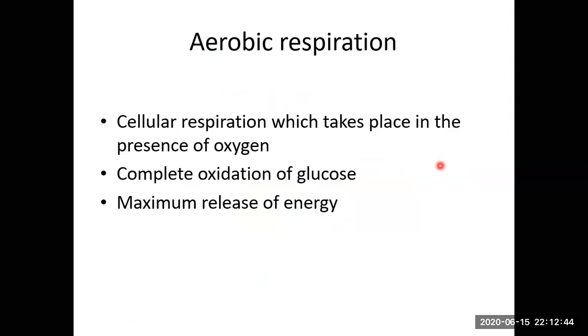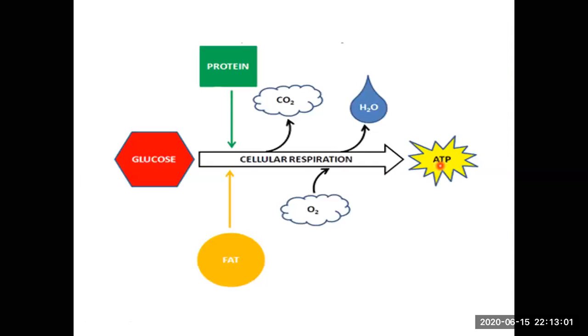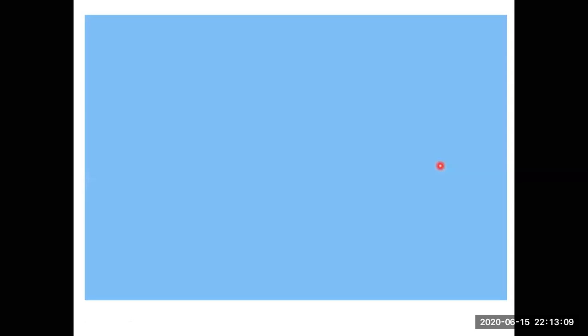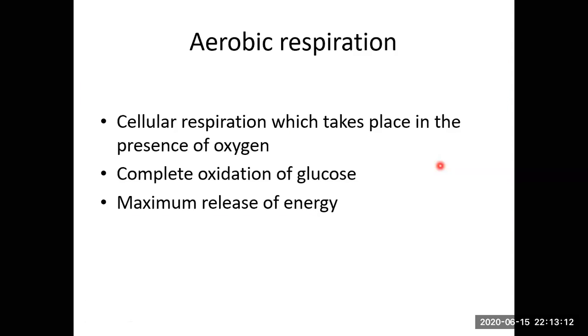So that kind of respiration in which a certain substance is broken down into ATP, while oxygen is also present, we call it aerobic respiration, and this is complete oxidation of glucose so that carbon dioxide and water are also produced as a byproduct. All right. So when energy is produced in the presence of oxygen, complete oxidation of glucose takes place. What is oxidation? As we have already discussed, oxidation is loss of electrons or loss of hydrogen. Yes.